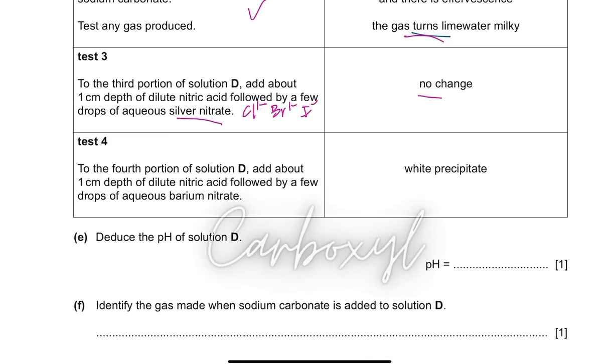And in the fourth test, add about 1 cm depth of dilute nitric acid followed by a few drops of aqueous barium nitrate, and since a white precipitate forms, that means, what was barium nitrate the test for? Sulfate ions. Check the table out. People who don't already know the table will not understand what is going on, okay? So when you add barium nitrate and a white precipitate is formed, that means you have the barium 2 plus ions, NO3 minus ions, and obviously H plus ions, and the fourth ion that was present, the anion of the acid, must be a sulfate ion, because adding barium nitrate and forming a white precipitate is a test for the sulfate, and barium sulfate is actually a white precipitate.